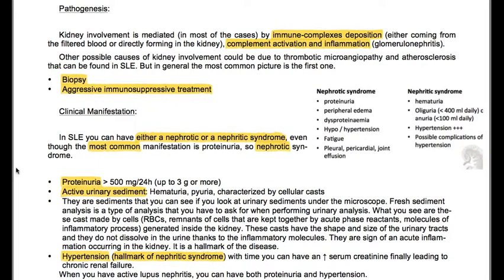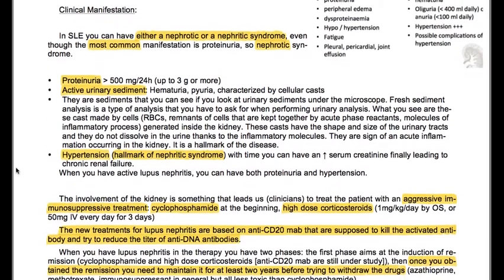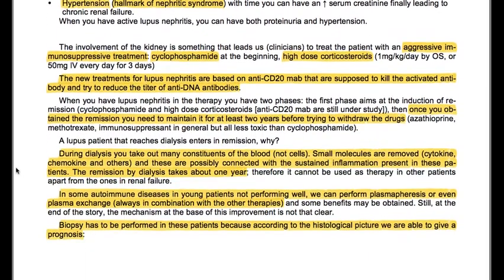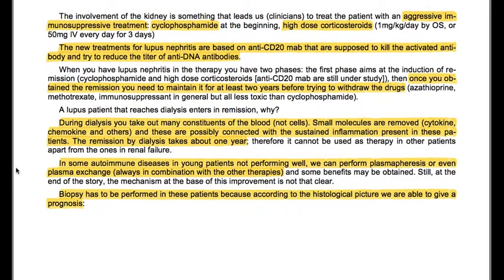You have hypertension, which is a hallmark of nephritic syndrome. With time, you can have an increase of serum creatinine, finally leading to chronic renal failure. When you have active lupus nephritis, you have both proteinuria and hypertension. The involvement of the kidney leads us to treat the patient with an aggressive immunosuppressive treatment. We have cyclophosphamide at the beginning, then high-dose corticosteroids.